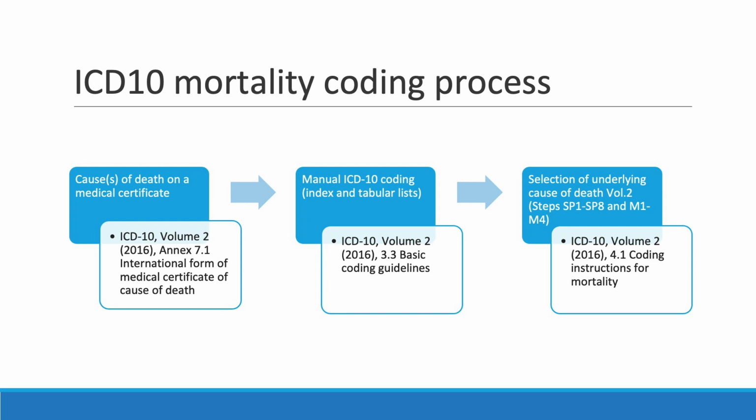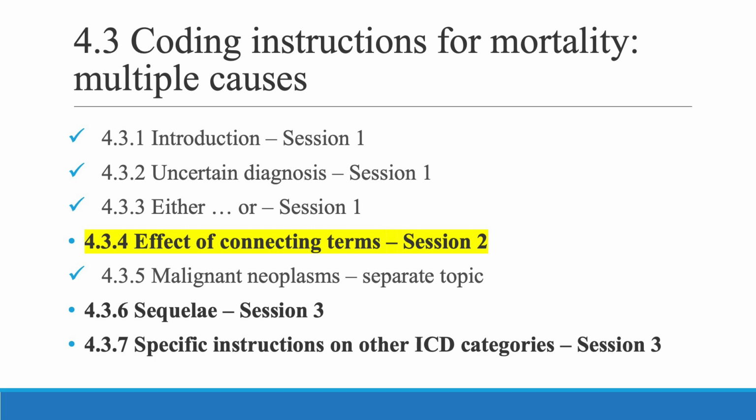The second pair of boxes recalls that the first step in coding the information provided on a medical certificate of cause of death is to code each entity using ICD-10 Volumes 3, the index, and 1, the tabular list. And the third and final pair of boxes indicates that to accurately and consistently select the underlying cause of death for statistical tabulation, the WHO rules and guidelines for mortality classification, all found in Volume 2, Chapter 4, must be applied. All right, we're ready to start today's session.